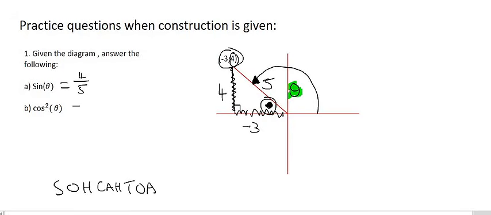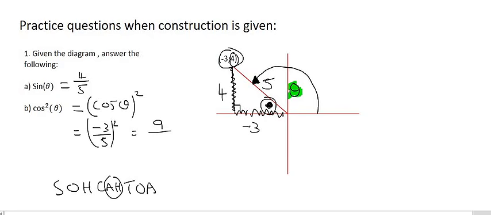The next one says cos squared theta. Remember, if you see that, you should just think of it as cos theta, and then whatever that becomes, just square it. So let's look at cos theta. Cos is adjacent over hypotenuse, which is -3 over 5, and then we should just square that. So -3 squared is 9, and 5 squared is 25.